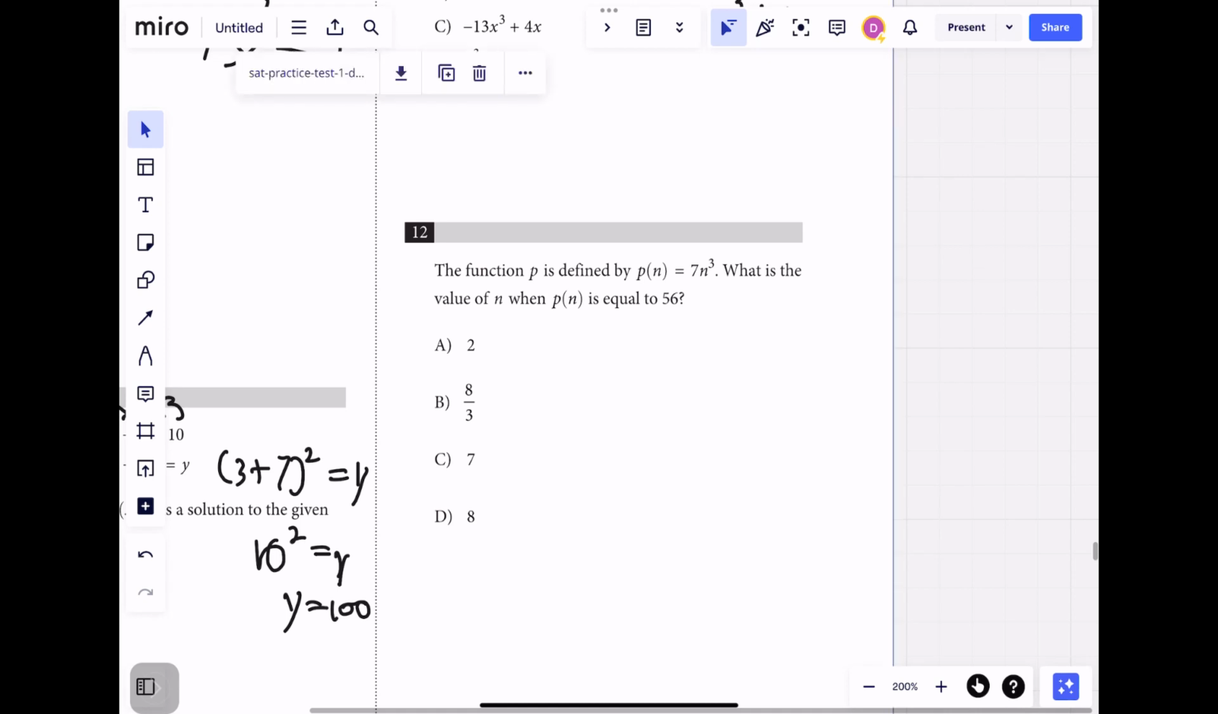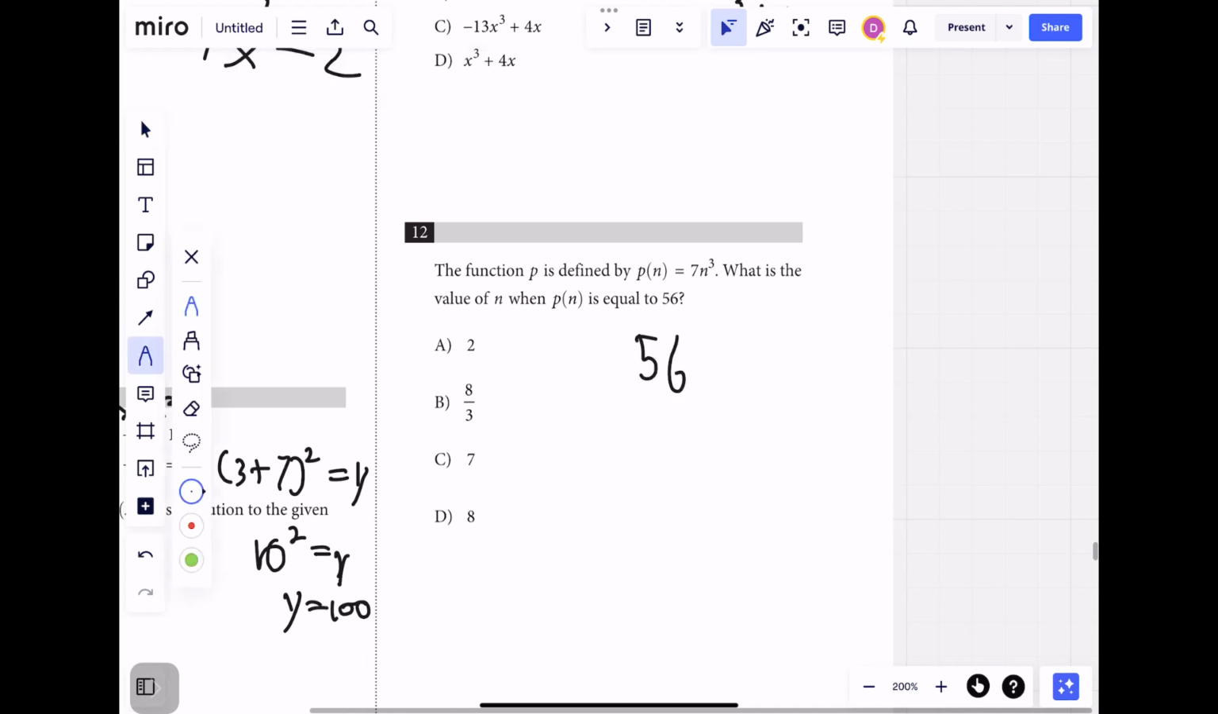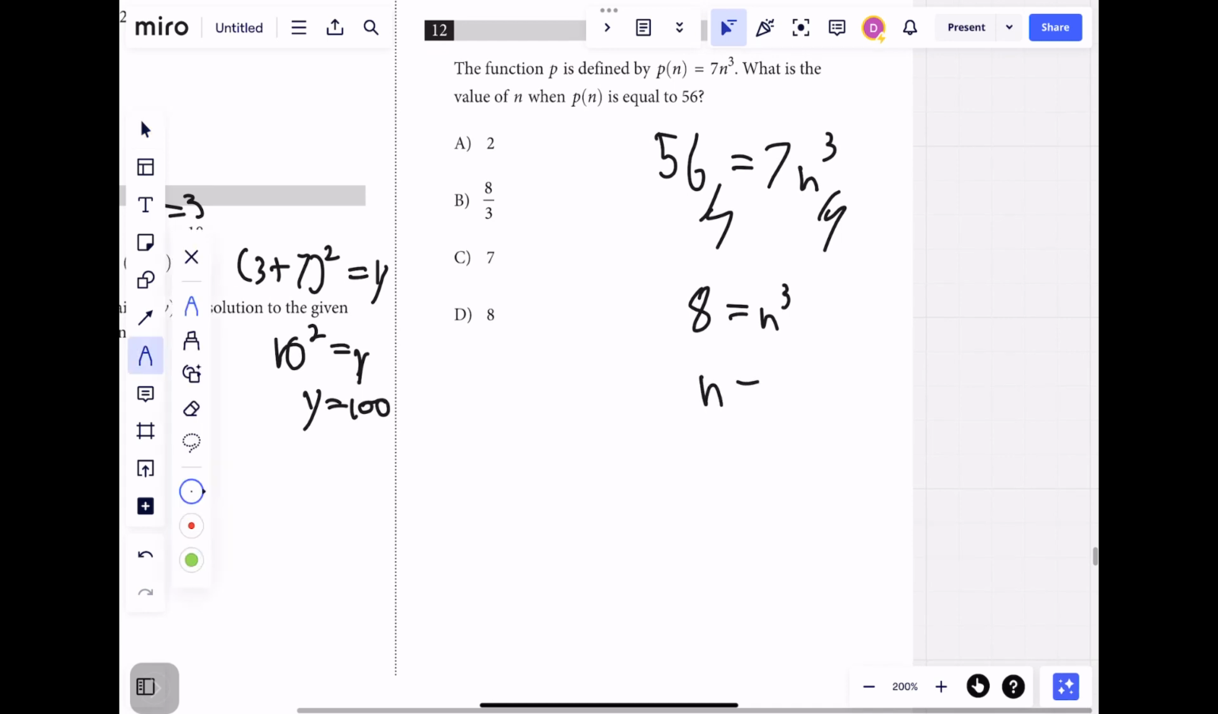Function p is defined by p of n equals 7n cubed. What is the value of n when p of n is equal to 56? So 56 equals 7n cubed. You can divide both sides by 7. 8 equals n cubed. Find the cube root of both sides, and you're left with n equals 2.